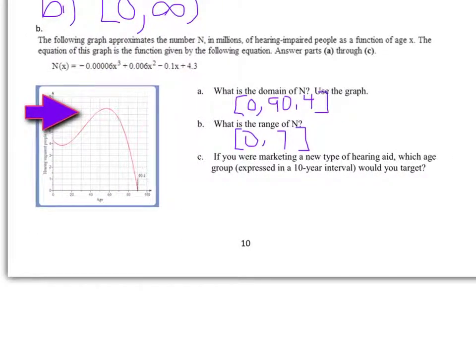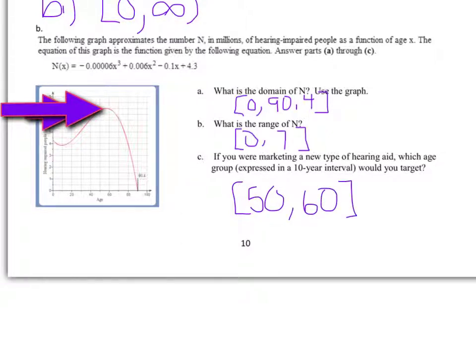Oops. Well, I can't get my arrow to move now. Let's see. There we go. There's a new arrow. We have a peak right there, and that looks like we want a 10-year interval. So I think 50 to 60 looks like the best place to put that. So write that, 50 to 60 is where that spike is.